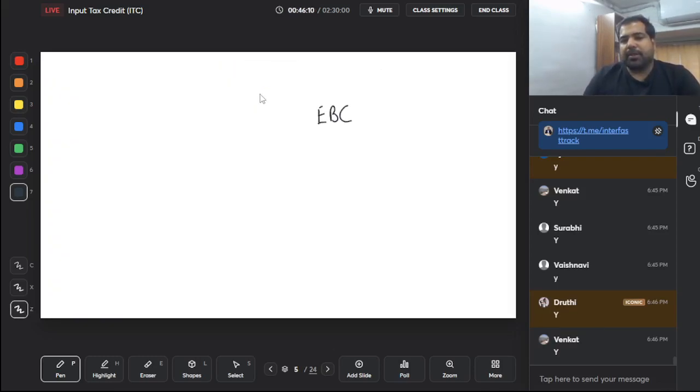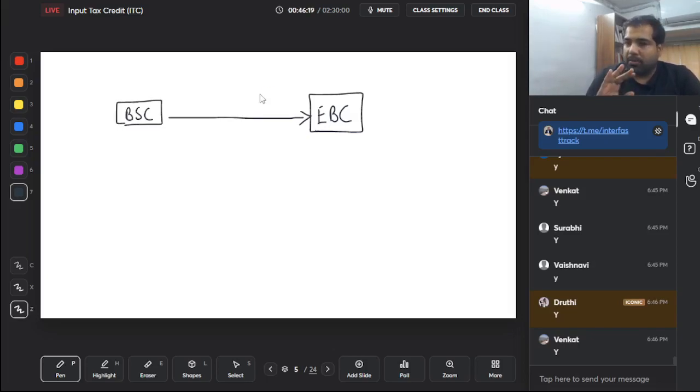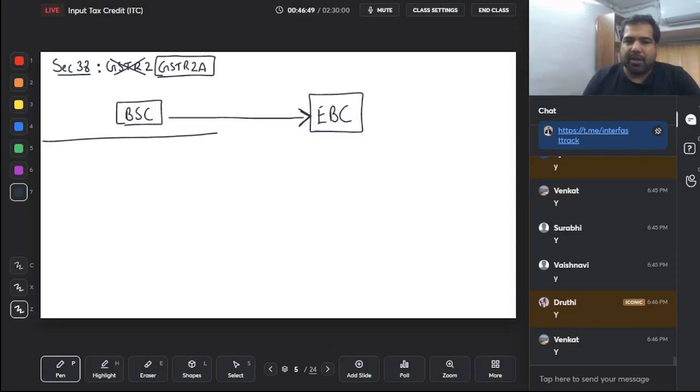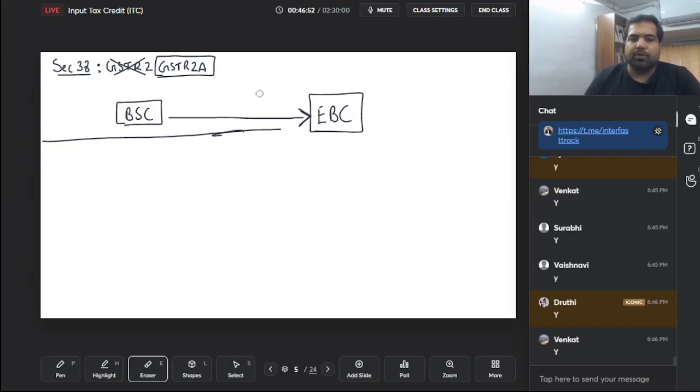Now guys, EBC, because they are buying batteries from battery supply company, there is a provision which has not been notified yet, under section 38, which says that you need to file a GSTR 2 for all the inward supplies, but that has not been notified yet, and hence it's not important from our exam perspective at all. But anyways, whatever inward supply is auto populated in GSTR 2A anyways. 2A shortcut is auto populated, so you don't need to do anything in this section. This is a redundant, boring and not important section.